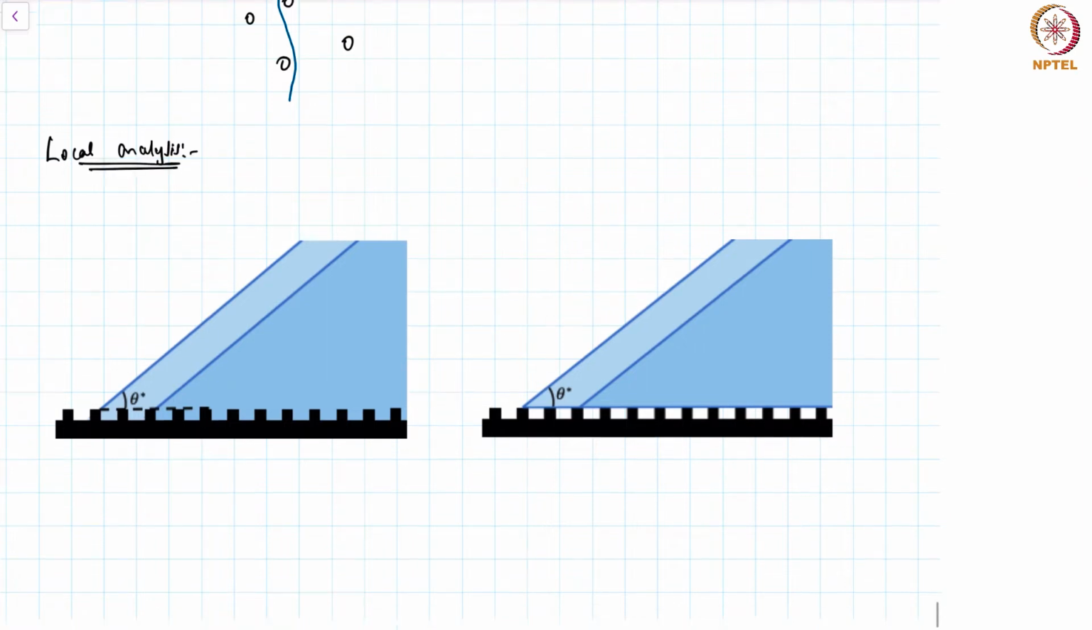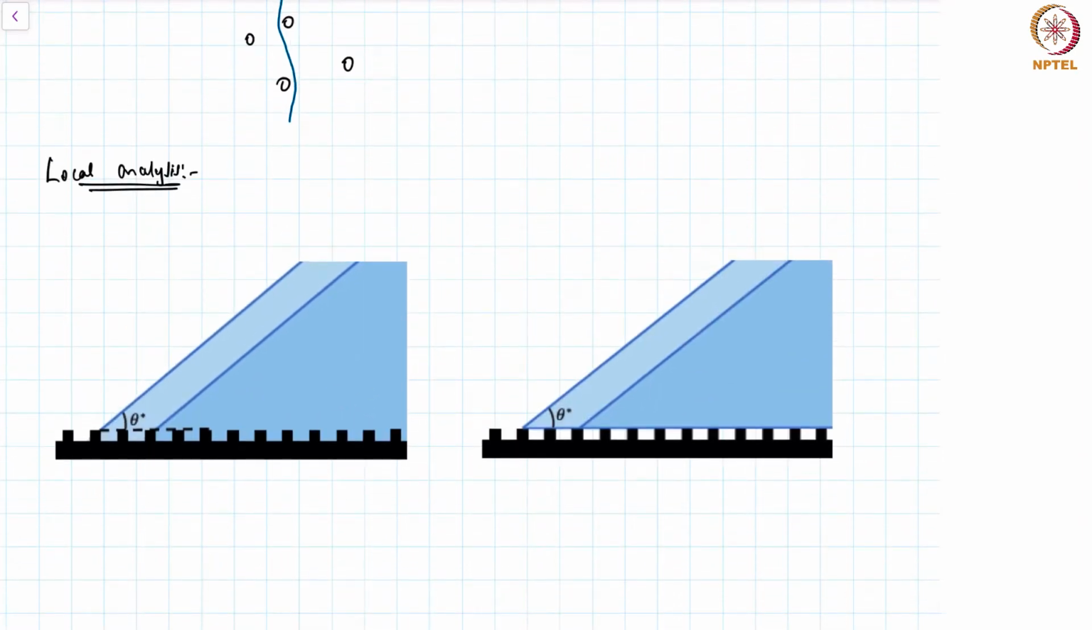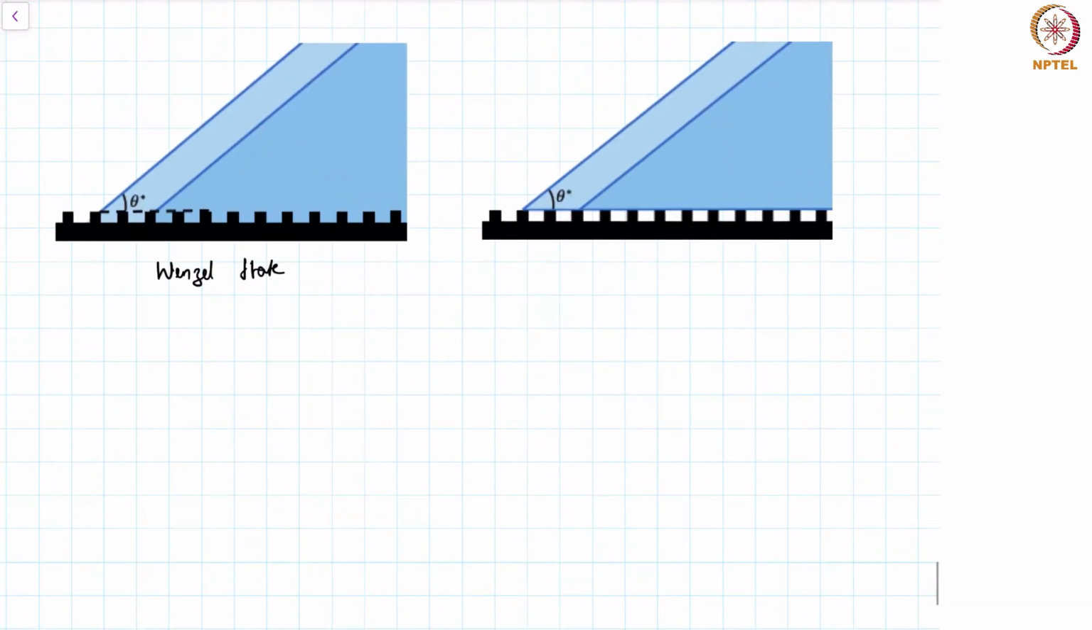The local analysis also gives us some insights and it will help us understand the wetting transitions. For example, on the left side, what you see is the Wenzel state, because the fluid completely wets the solid, and on the other hand, you have the Cassie-Baxter state. In both these cases, we want to consider a situation where the contact line has moved by a distance of dx, and we want to find out the change in the energy in this process. So remember that the Wenzel state completely impregnates the fluid.